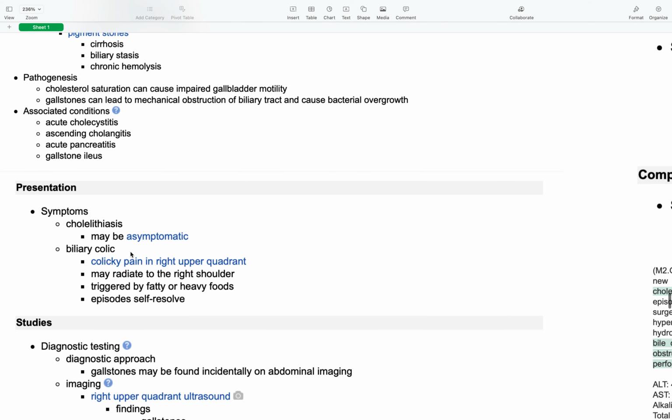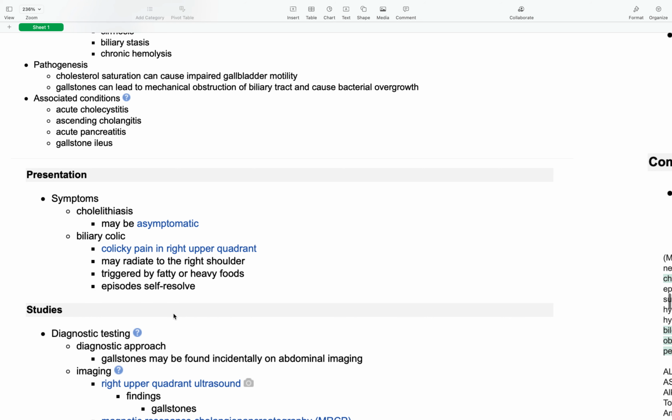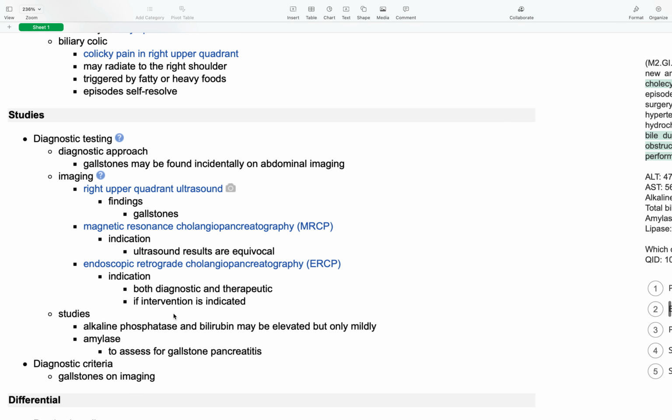So how does the patient present? As I said, patients with cholelithiasis may be asymptomatic, but sometimes the patient can be symptomatic and present with biliary colic. This is colicky pain in the right upper quadrant that may radiate to the shoulder, especially the right shoulder, triggered by fatty or heavy food. Episodes may be self-resolving. What are the diagnostic tests?